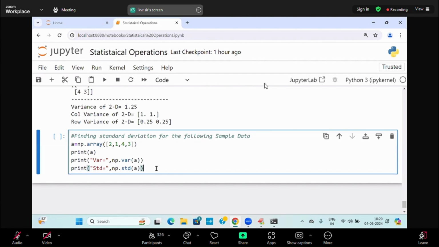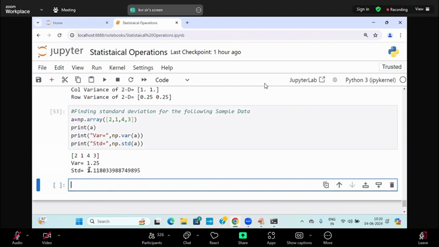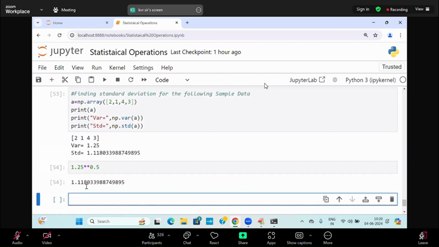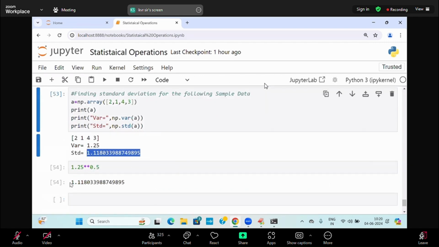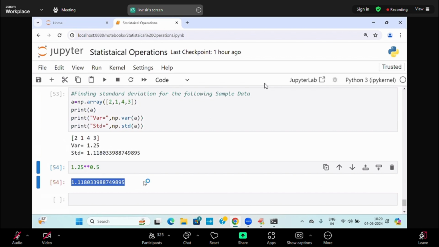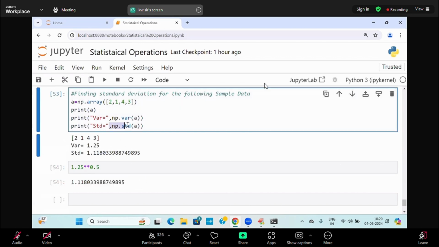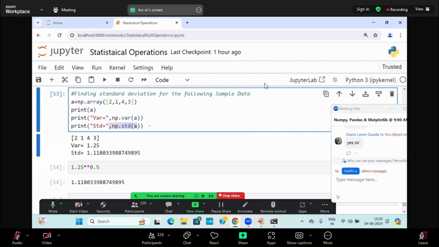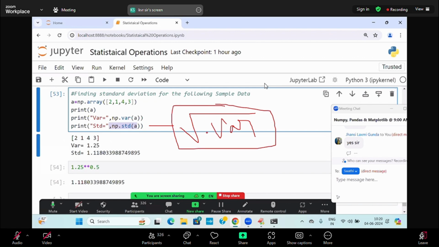1.25 square root will be coming. If you want, you can test it: 1.25 star star 0.5. What is the answer coming? Is the same answer coming or not? Same answer. I hope you are understanding. Standard deviation is equal to the square root of variance. Don't get confused about the square root which is applied.